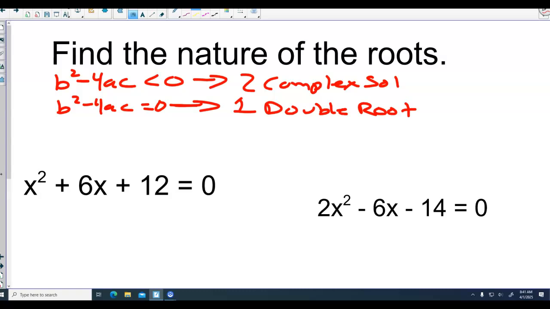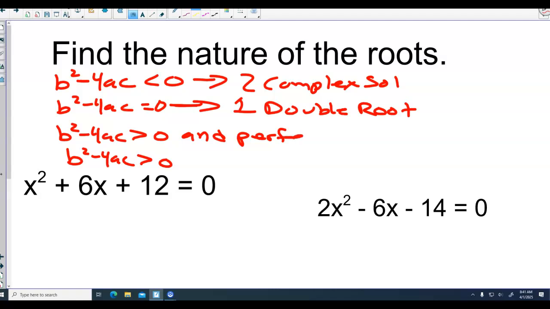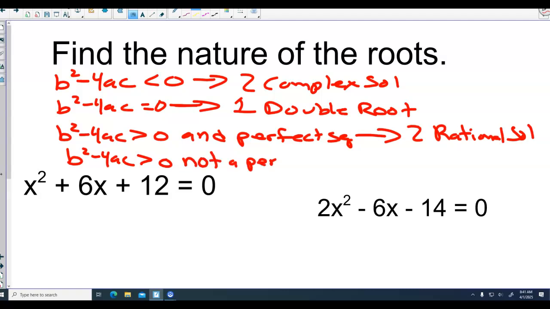Less than 0, 2 complex solutions. Equal to 0, 1 double root. If you are greater than 0, you have 2 options. And perfect square, then it's 2 rational solutions. Not a perfect square, then it is 2 real solutions. And those are your answers.